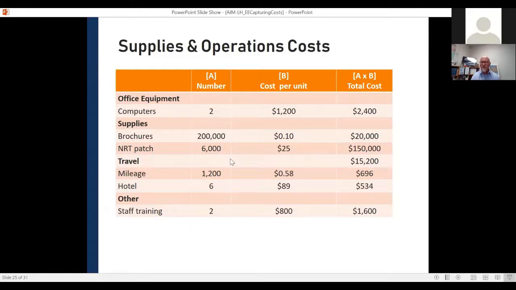And you can go on through if there's travel that's required to implement the project, if it's just mileage or hotel or both, and come up with the total cost over the course of the year. If there's training that staff need to go through, you'd want to capture that. So again, this is not an exhaustive list of what kind of additional operational costs might be incurred, but just something to get us started in terms of thinking about it.